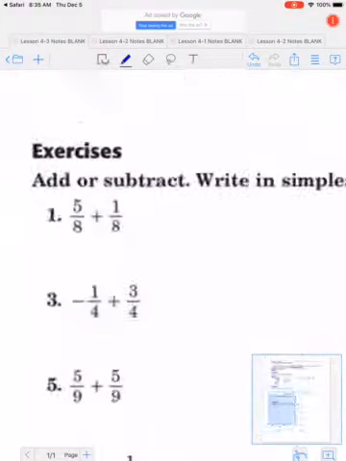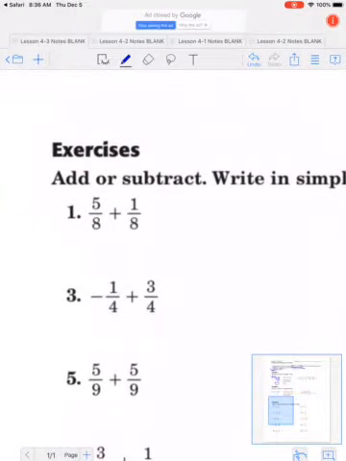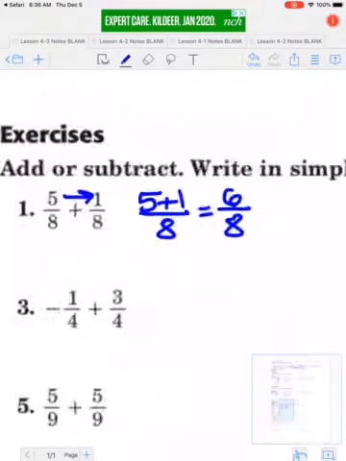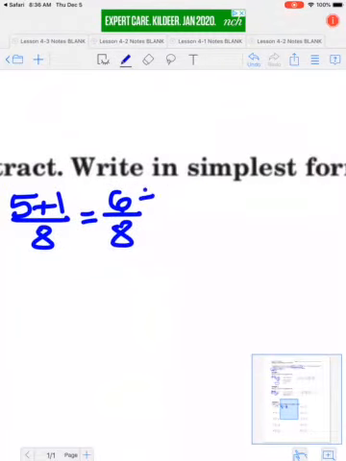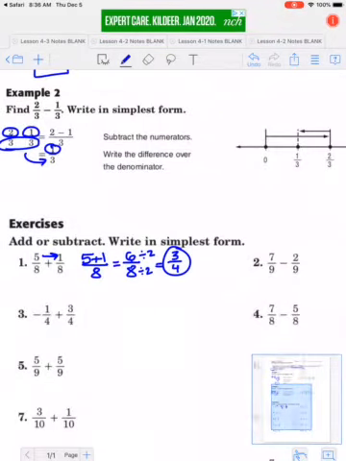Okay, so for our exercises, it says add or subtract, write in simplest form. So for number 1, we're going to add straight across. So we have 5 plus 1 all over 8. 5 plus 1 is 6. And then we just keep the 8. Remember, we don't add 8 plus 8. We just keep it the same as 8. Now we can simplify this by dividing by 2. And we would get 3 over 4 is our final answer.